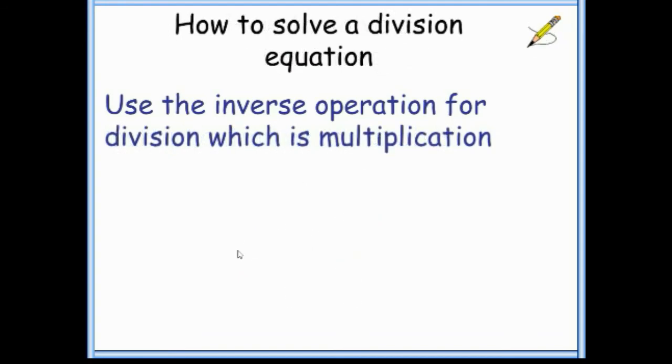And the last type of equation, the number 4 equation, is division equation. And to solve this type of equation, we're going to use the inverse operation for division, which is multiplication. m divided by 3 equals 4 is an example of a division equation. I need to find out the value of m. But the problem is there is a divided by 3.